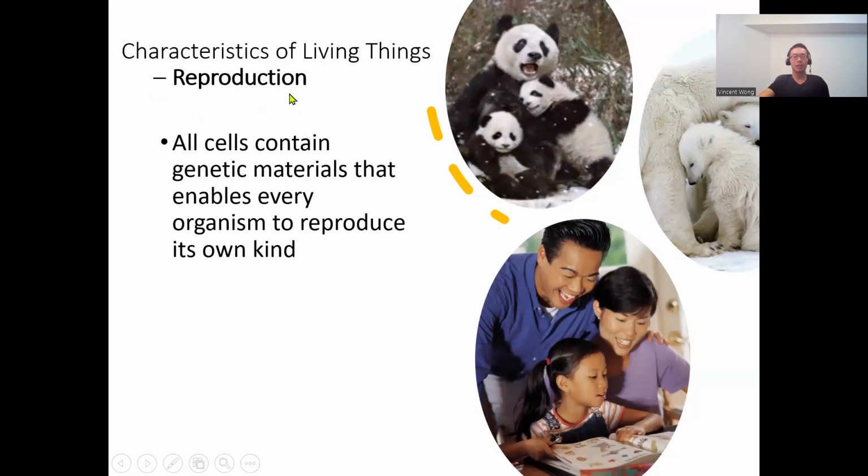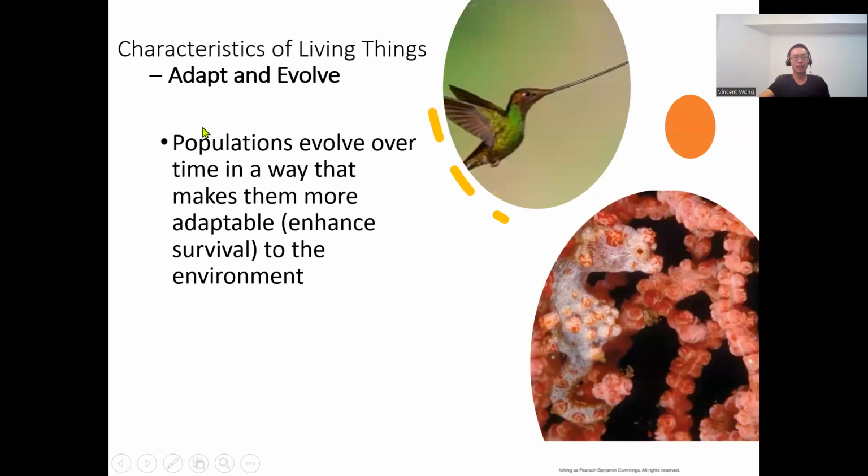Reproduction means the ability to produce your own kind. So panda parents are going to have baby pandas, polar bears are going to have polar bears, right? Humans are going to have baby humans. Okay, reproduction is essential for the propagation of the species, right? To make more copies of themselves, right? And this last one is the ability to adapt and evolve. Right? So populations evolve over time in a way that makes them more adaptable to the environment. To be more adaptable is to increase the chances of survival in that environment.